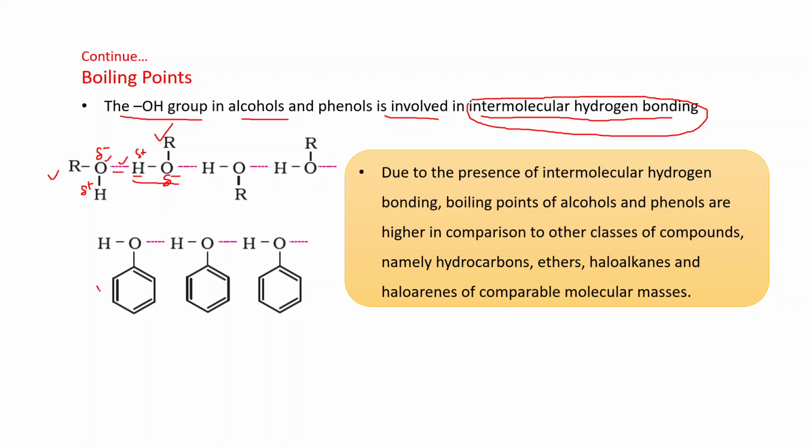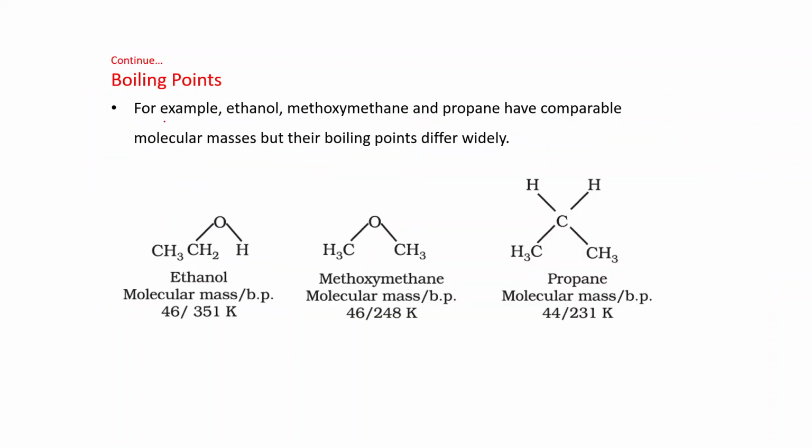In the same way, this is phenol. Due to the presence of intermolecular hydrogen bonding, the boiling points of alcohols and phenols are higher in comparison to other classes of compounds, namely hydrocarbons, ethers, haloalkanes and haloarenes of comparable molecular masses. For example, ethanol, methoxymethane and propane have comparable molecular masses, but their boiling points differ widely.